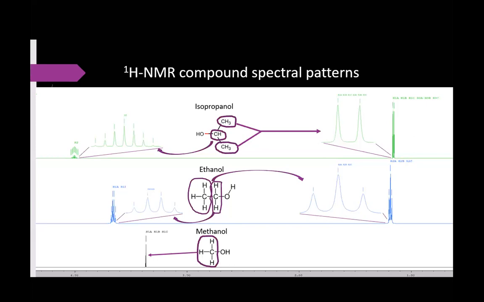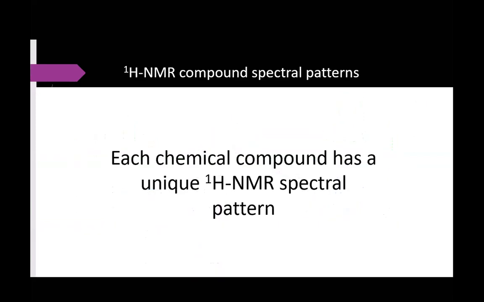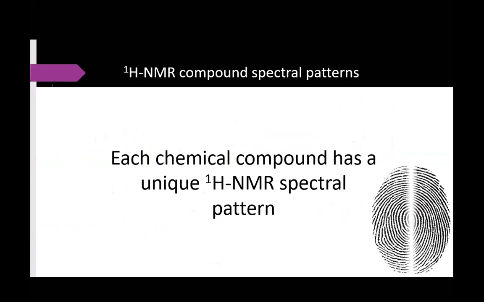Just keep that in the front of your mind, that 1H NMR spectra is just hydrogens, protons. And ultimately, what I want you to gain from this is that each chemical compound has a unique 1H NMR spectral pattern. So ideally, you can think of it as a fingerprint. So that's the background information I've covered now.